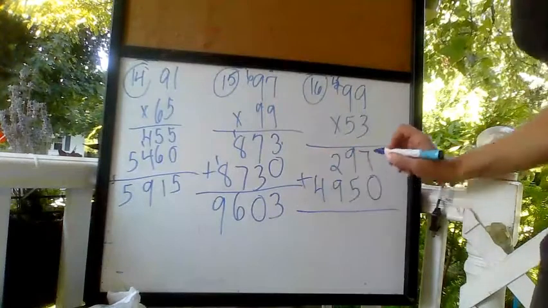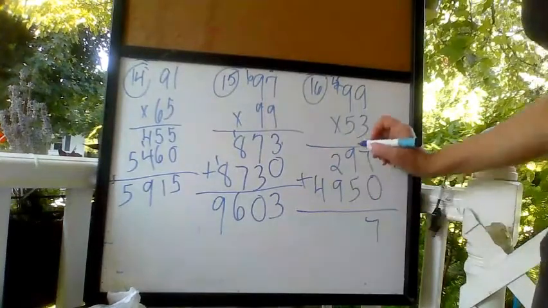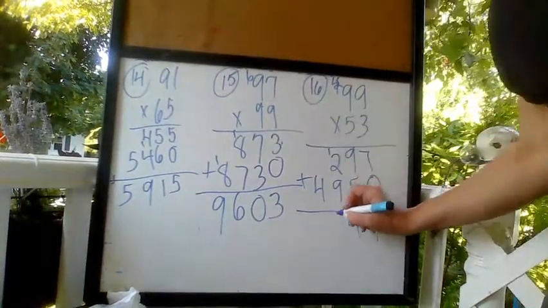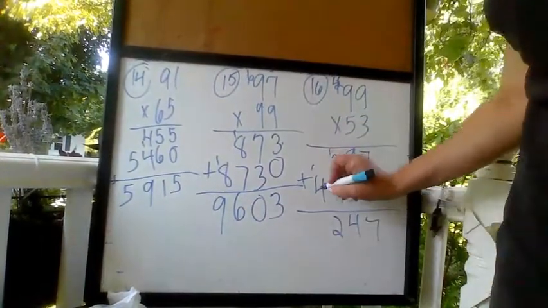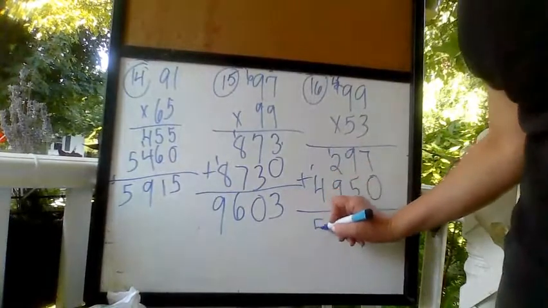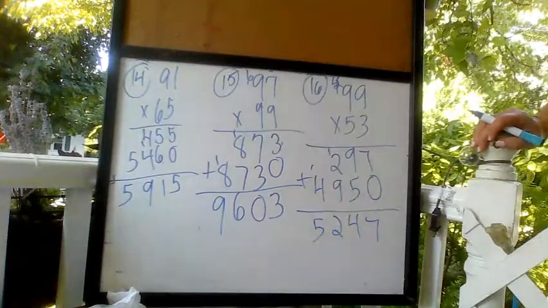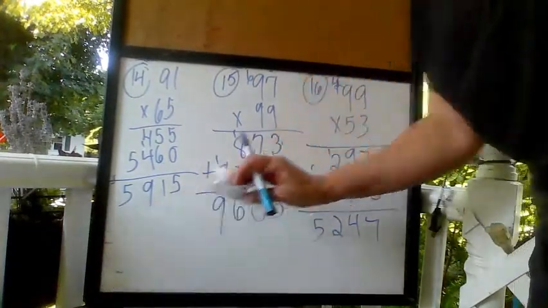We're going to add those together. 7. 9 plus 5 is 14. 9, 10, 11, 12. Plus 1. 4 plus 1 is 5. So the answer is 5,247 to number 16. All right, we have 3 more.